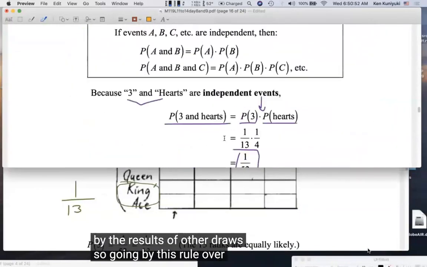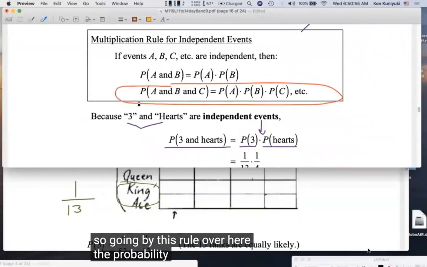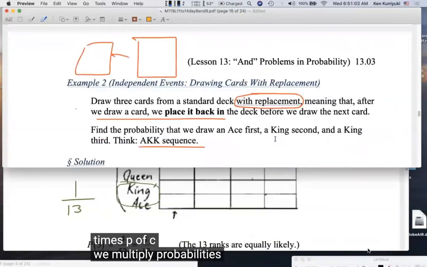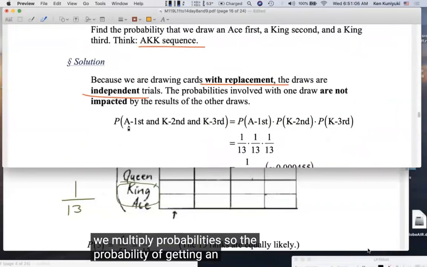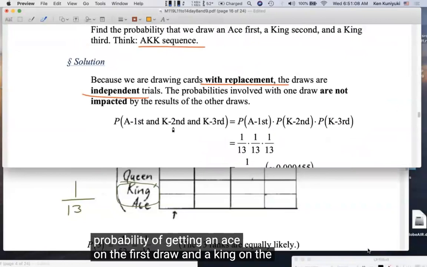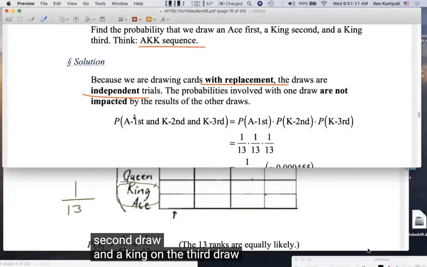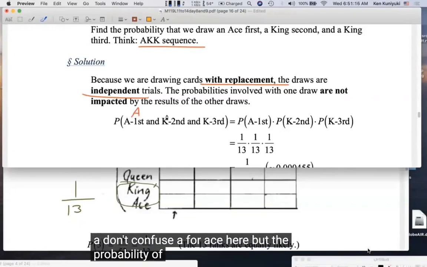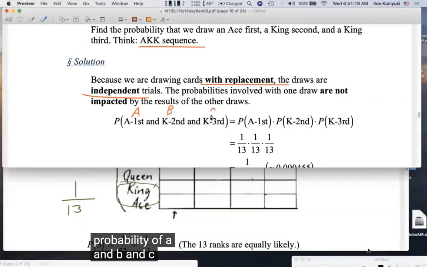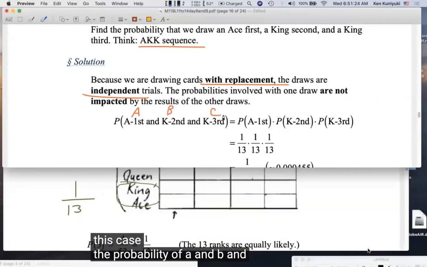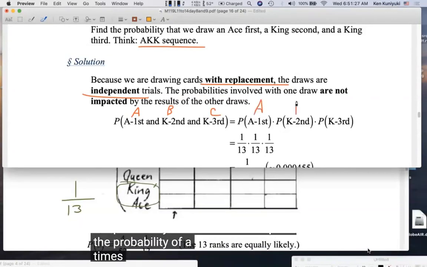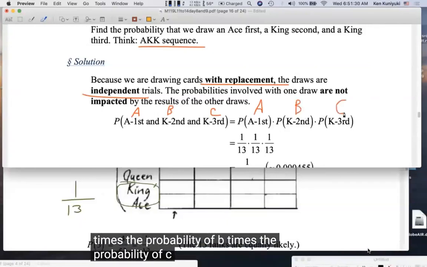So going by this rule over here, the probability of A and B and C happening, that's P of A times P of B times P of C. We multiply probabilities. So the probability of getting an ace on the first draw and a king on the second draw and a king on the third draw, these could be events A, B, and C. Don't confuse A for ace here, but the probability of A and B and C, right? Well, the event A does involve an ace in this case. The probability of A and B and C equals the probability of A times the probability of B times the probability of C. We have independence.